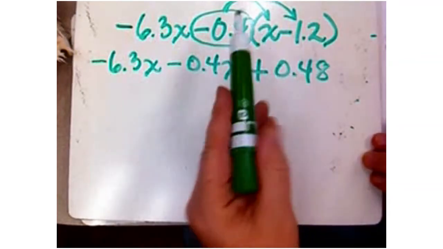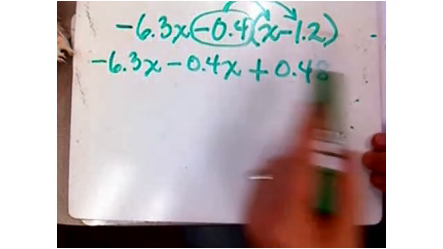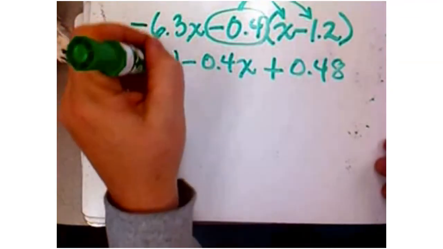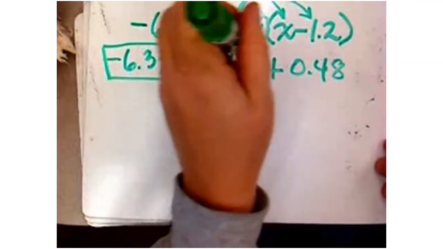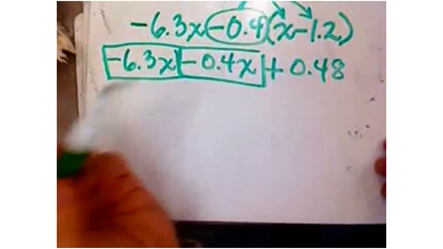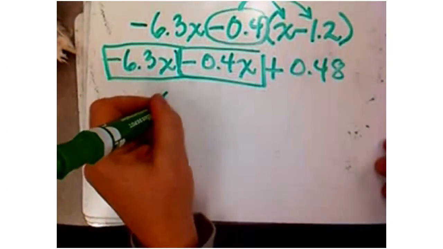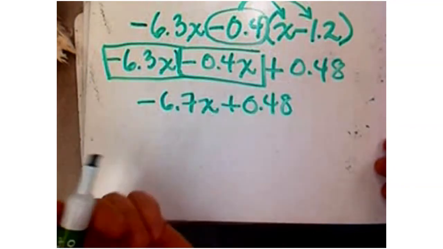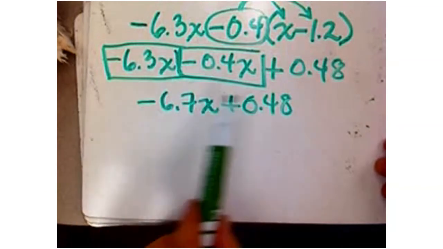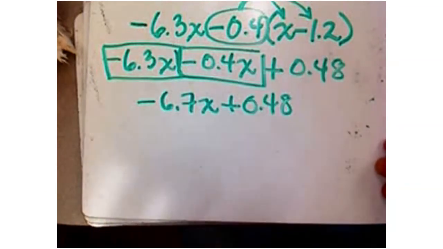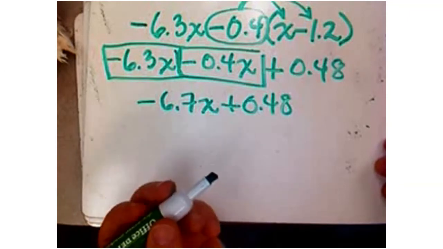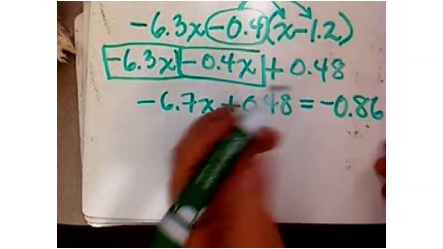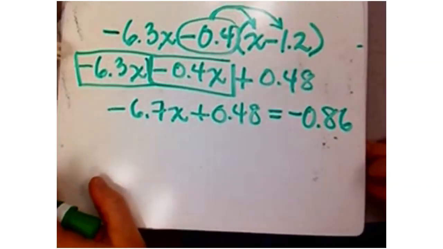4 times 12 is 48, and you've got to move the decimal 2 places over. And you could do it in scratchwork or do it in your head. Then notice that we can combine our x's. Negative 6.3x and negative 0.4x gives us negative 6.7x plus 0.48. All right, and that then shows that we're using the distributive property and combining like terms. And then the equation went on to say it was equal to something. It was equal to negative 0.86, and I didn't write that up there originally.